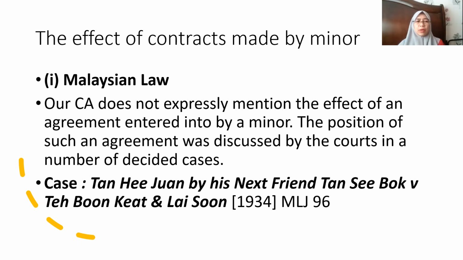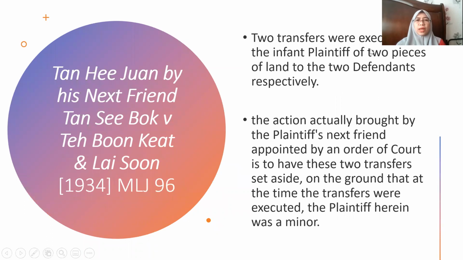Okay, the first case, again another classic case, is from before independence. The case is Tan Hee Juan by his next friend, Tan Si Bok, against Tay Bo Kiat and Lai Sun, reported in 1934. It involves transfers of certain land. Two transfers, not one, were executed by the plaintiff who was a minor, in respect of two pieces of land, and the transfers were made to the two defendants.